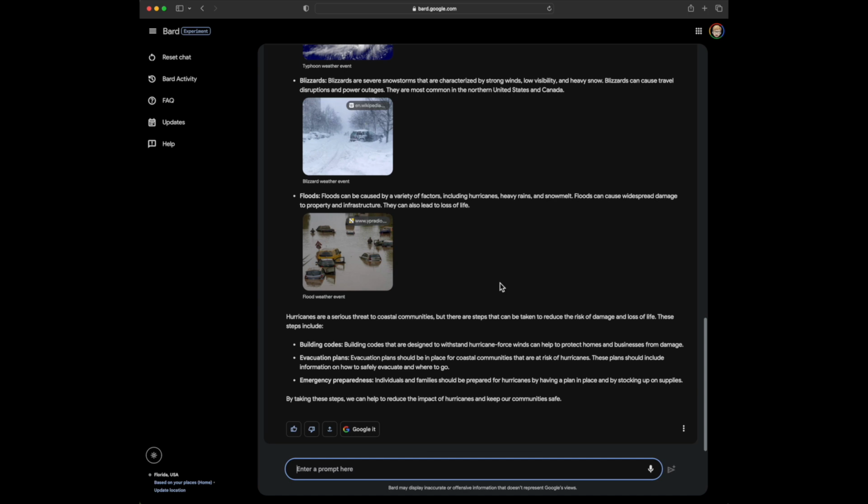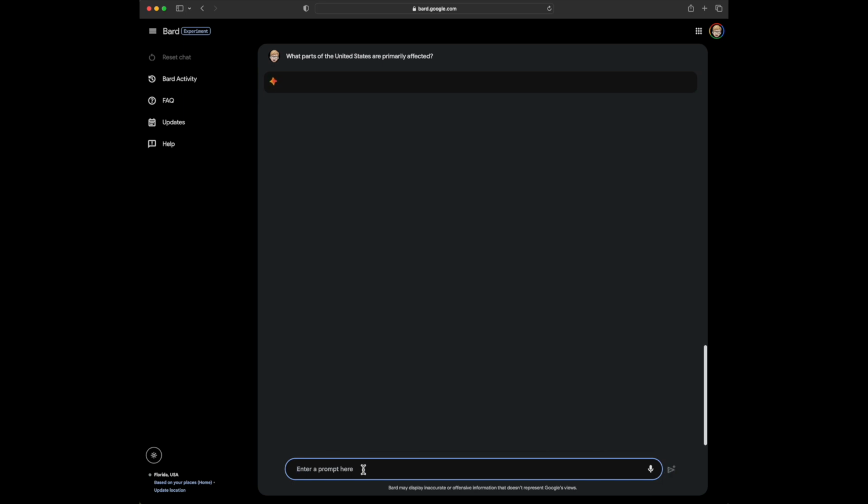Evacuation plans should be in place for coastal communities that are at risk of hurricanes. These plans should include information on how to safely evacuate and where to go, and emergency preparedness. Individuals and families should be prepared for hurricanes by having a plan in place and by stocking up on supplies. By taking these steps, we can reduce the impact of hurricanes and keep our communities safe. So now I want to know, what parts of the United States are primarily affected?